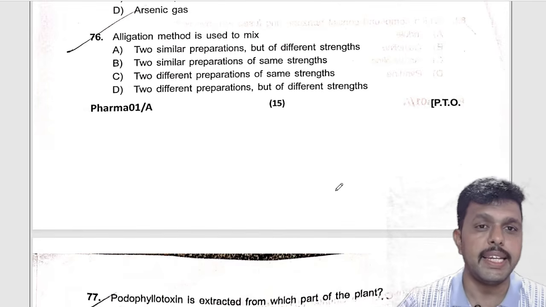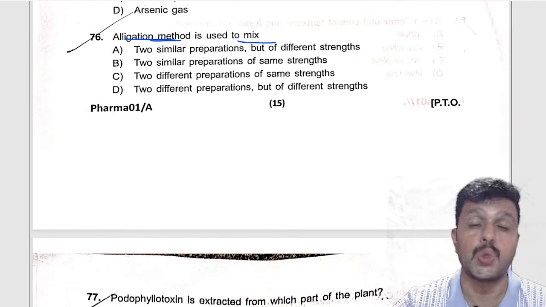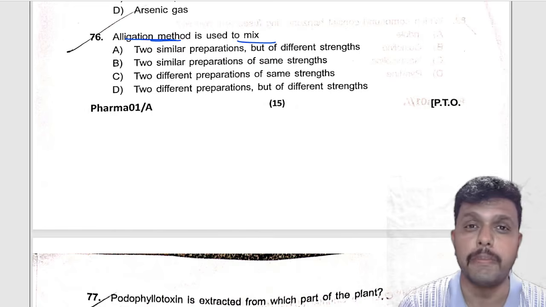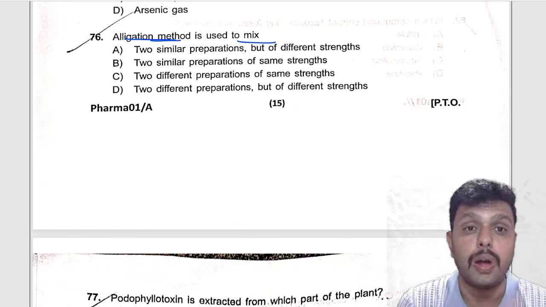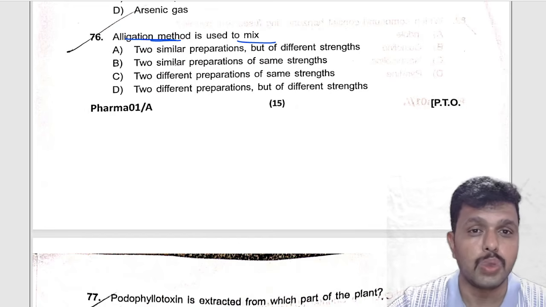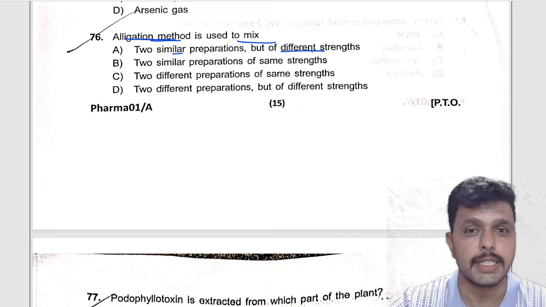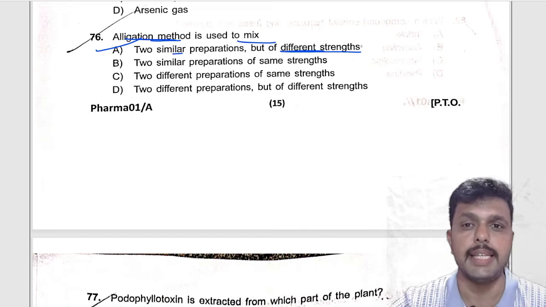Next, alligation method is used to mix. The alligation method is specially used for mixing two similar preparations of different alcoholic strength. Option A is the correct answer.